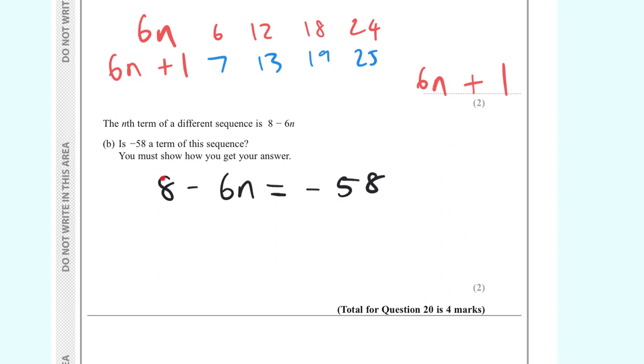So, at the moment, we've got some stuff on the n side. It's going to be our n side. So I'm going to leave negative 6n. That can stay. We need to move that 8. So plus 8. To move a plus, we subtract.